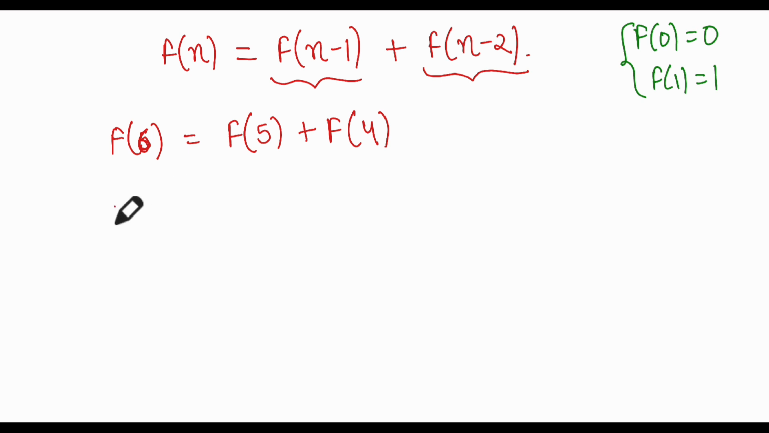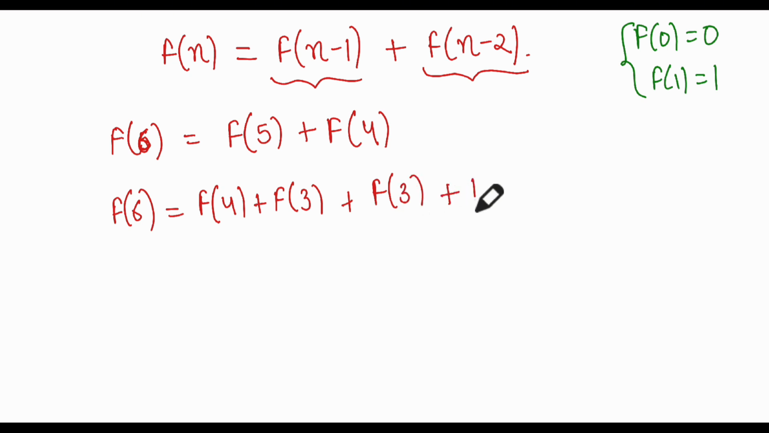Now we do not know Fibonacci of 5 as well, or 4 as well. So what will we do? We will say, okay, let's do one thing. Fibonacci of 5 will be Fibonacci of 4 plus Fibonacci of 3, okay? And what will be Fibonacci of 4 here? It will be Fibonacci of 3 plus Fibonacci of 2. So technically it becomes equal to Fibonacci of 4 plus 2 times Fibonacci of 3 plus Fibonacci of 2. Now we will further break them.